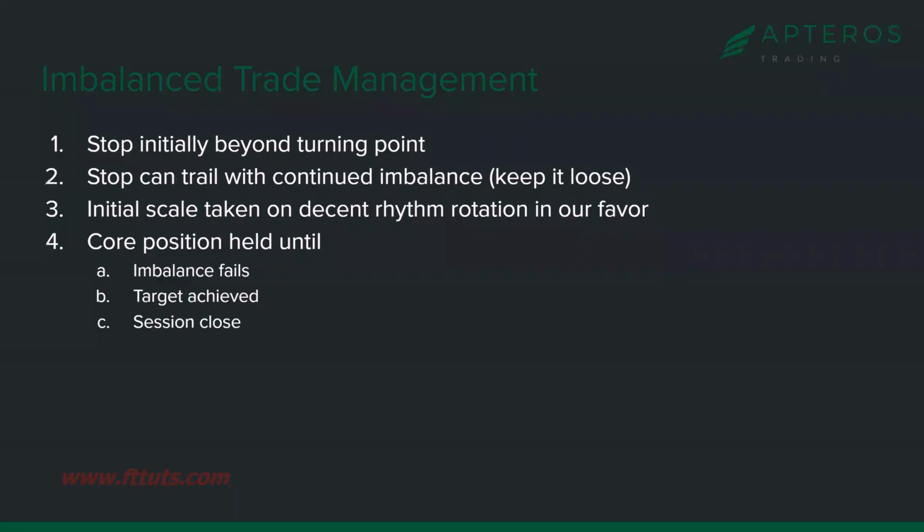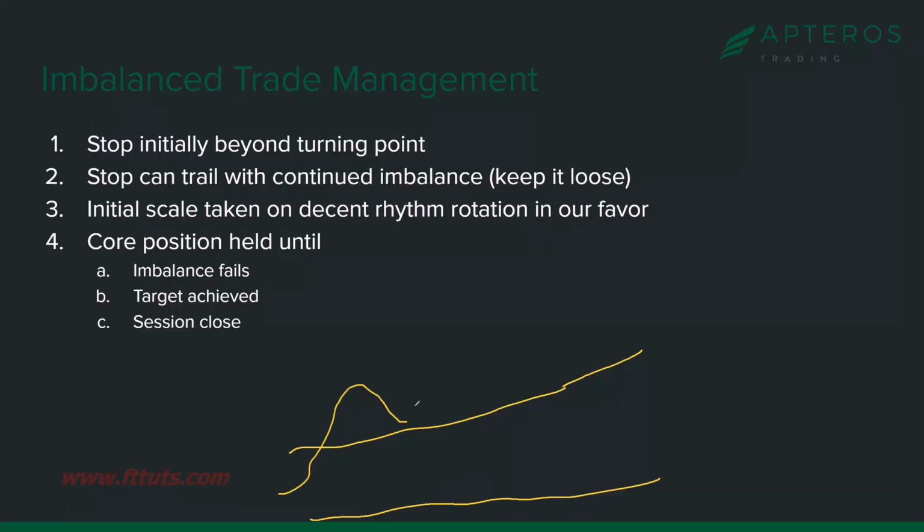The stop is initially beyond the turning point. So let's say this is our DVA. And here's the trade. Just put the stop somewhere below the turn, right? No big deal. The stop can trail. Just know that, right? As this trade works, this stop can continue to move up.